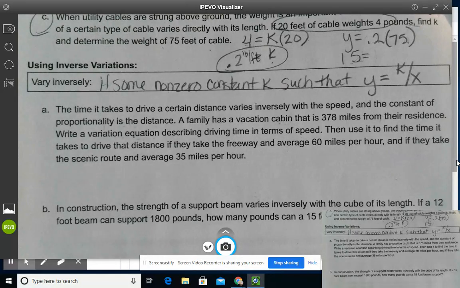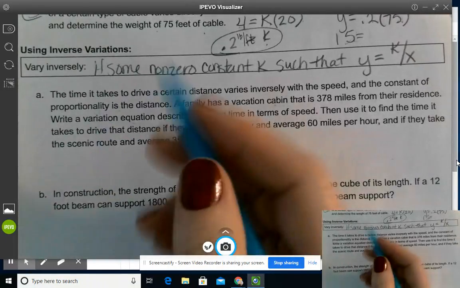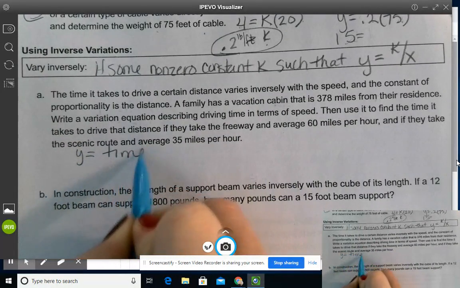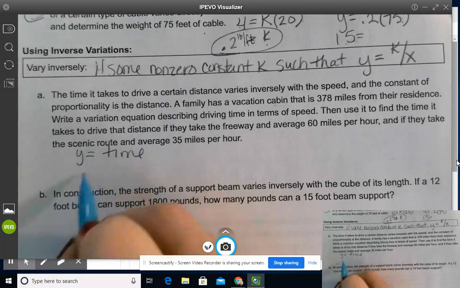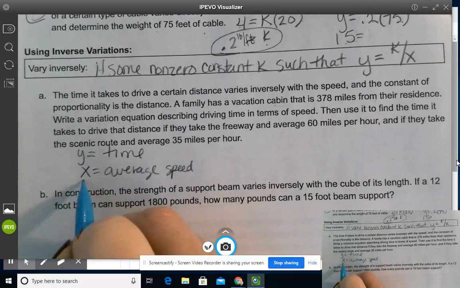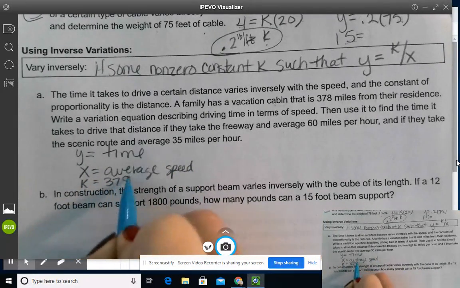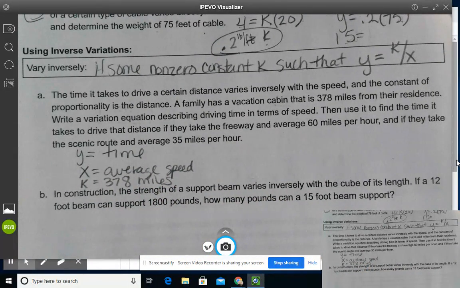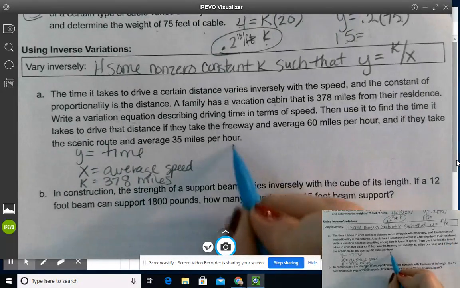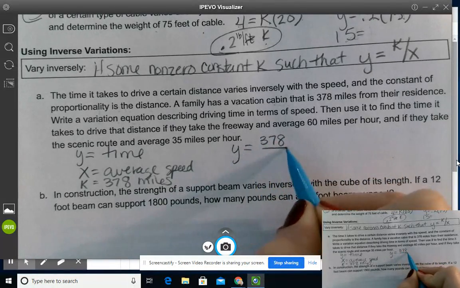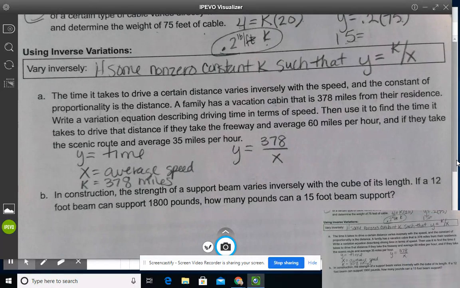So the idea here, and I'm going to write it out so you can see what everything stands for, is that in this case, y is the time, X is your average speed, and K here is the 378 miles that they have to travel. So using that equation, the amount of time it takes varies inversely, 378 divided by whatever their average speed is.